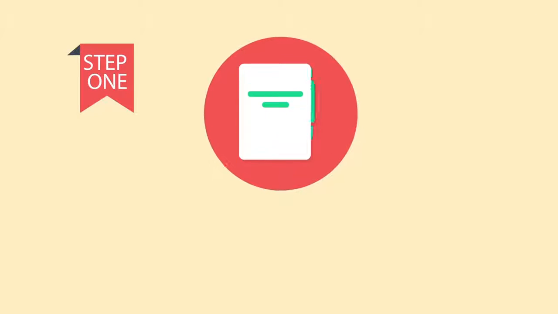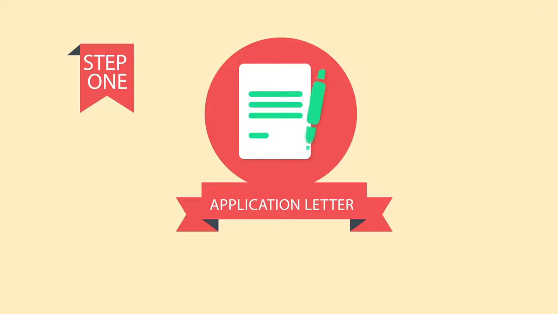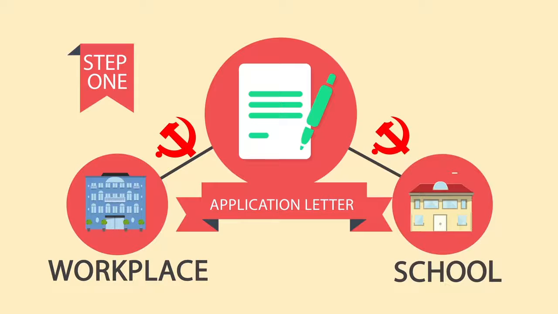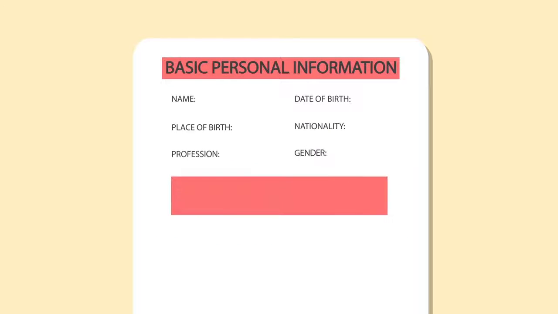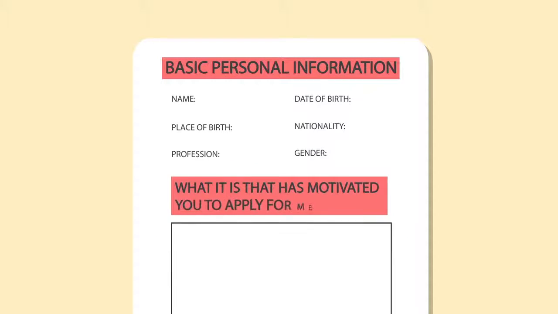Step 1. Write an application letter and hand it in to a local party office. They can be found everywhere. You can usually find your nearest party branch at your school or workplace. You need to fill in some basic personal information and describe in detail what it is that has motivated you to apply for membership.